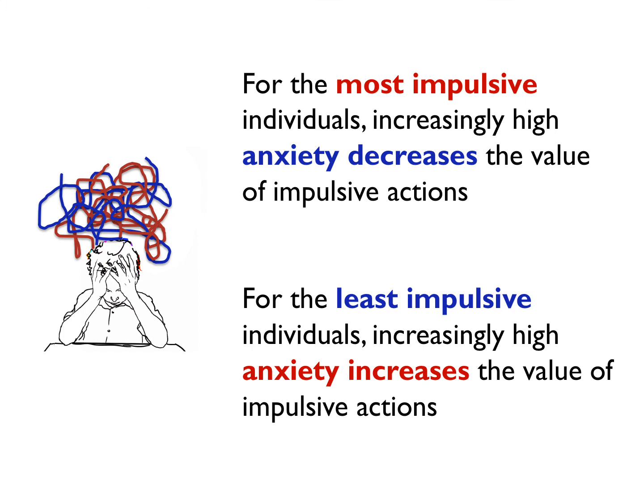Okay, and so the conclusion here is that for the most impulsive individuals, increasingly high anxiety decreases the value of impulsive actions, and the opposite is true then for least impulsive individuals who, for increasingly high anxiety, actually increases the value of impulsive actions. And so this gives us a really nice way to understand some of those functional outcomes that we see across the lifespan, and it also gives us some ideas for things that we might do in the future to further deepen our understanding in terms of how externalizing psychopathology develops across the lifespan.